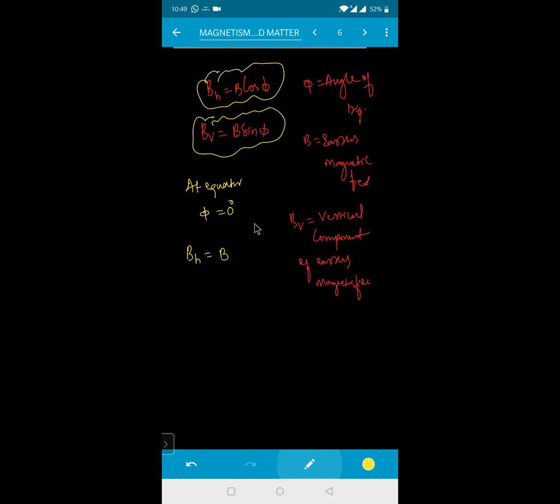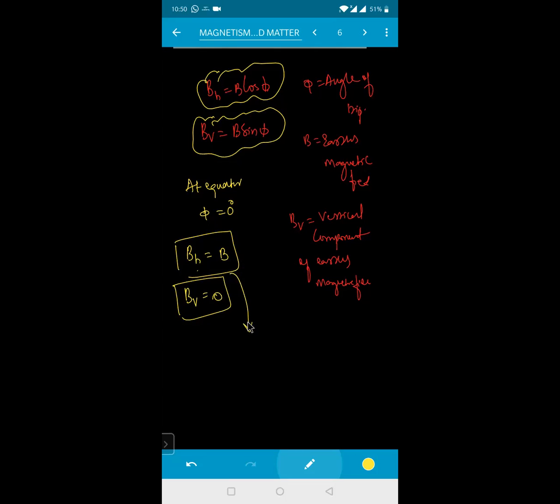Then if I take BV at the equator, what is the vertical component? B sine 0, which is 0. The vertical component will become 0. The horizontal component will be equal to B. So at the equator, BH is equal to B. That means the Earth's magnetic field is parallel to the Earth's surface.